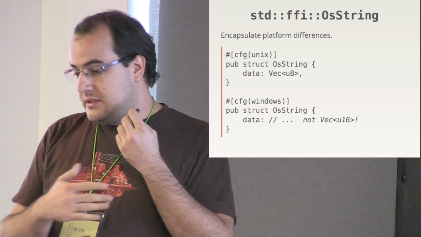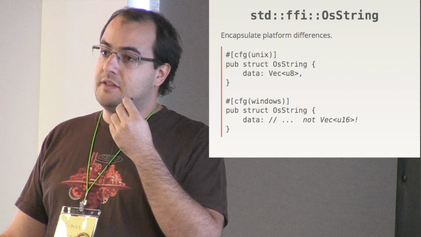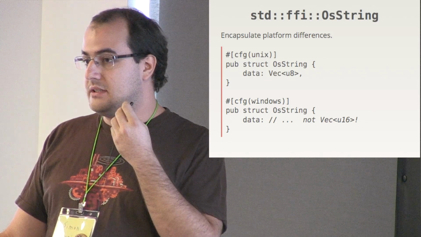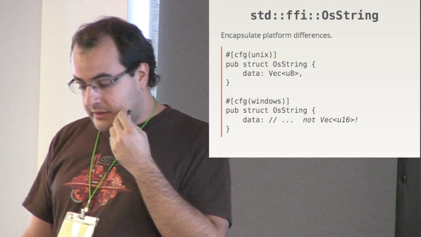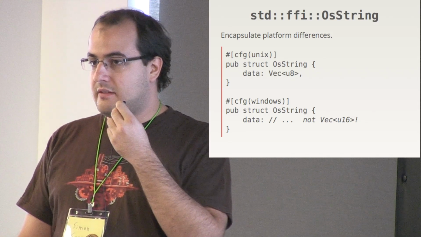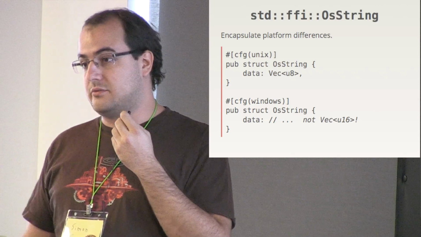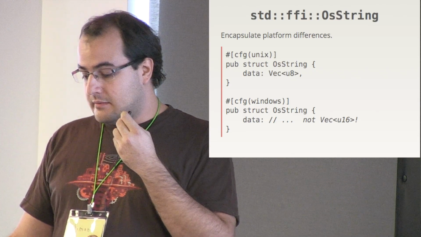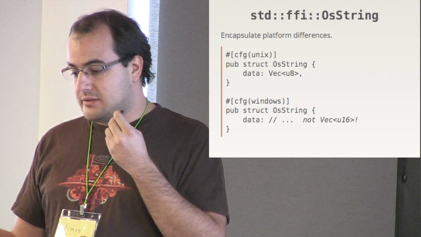And again, on Unix, it's just bytes. And on Windows, we could have had a vector of 16-bit integers, which is what happens in the OS APIs. But really, we'd rather have something that's closer to UTF-8 to have cheaper conversions to and from the native string type of Rust. And if we can avoid allocating memory or copying a lot of data, that's also good.